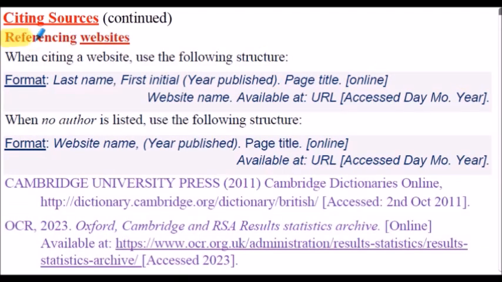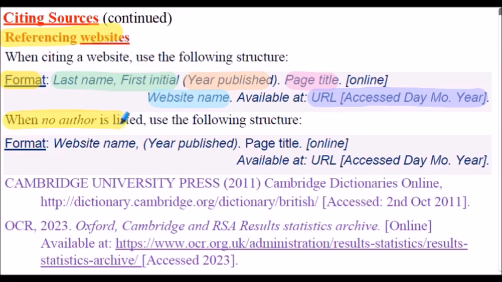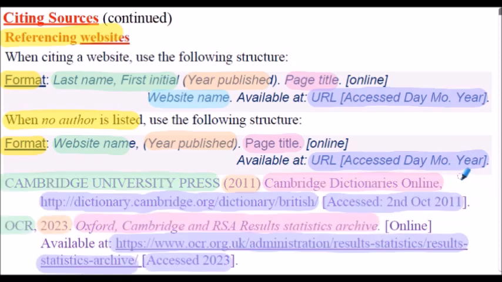And referencing websites. Here's the Harvard format: last name, first initial, year published, page title, website name, URL, and date accessed. Note the format's slightly different when there is no author listed. The format becomes website name, year published, page title, URL, and date accessed. So I've just shown 2 illustrations below for your reference. So here are the 2 illustrations.